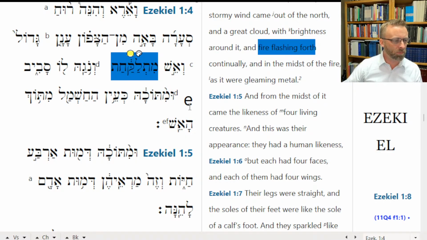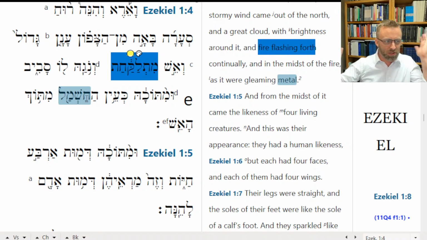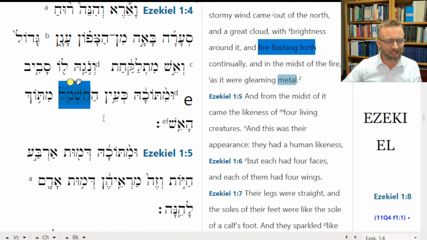Okay, and then umetocho, and from its midst, ke'en hachashmal, mitoch ha'esh. Notice how this is translated there: and in the midst of the fire, as it were, gleaming metal. Ke'en hachashmal, in modern Hebrew, looks like something like the eye of the electricity, which would be very strange. But this word chashmal here essentially means gleaming amber. Some translations say gleaming metal.